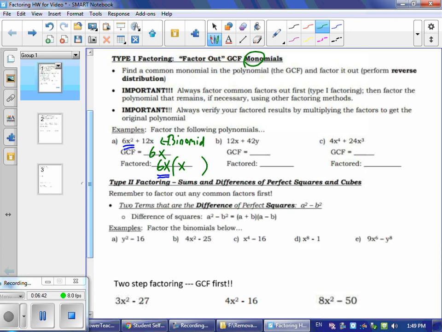Now, if you distributed the 6x times the x, you would get 6x squared. Plus, what would I multiply 6x by to get 12x? 6x times 2 would get me 12x, so a 2 would go there. And then you could always double check this by distributing it.